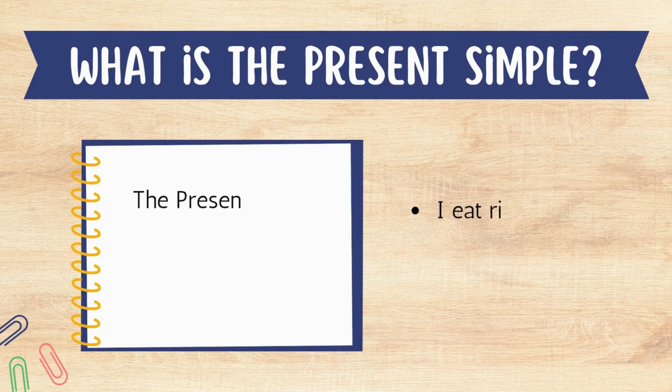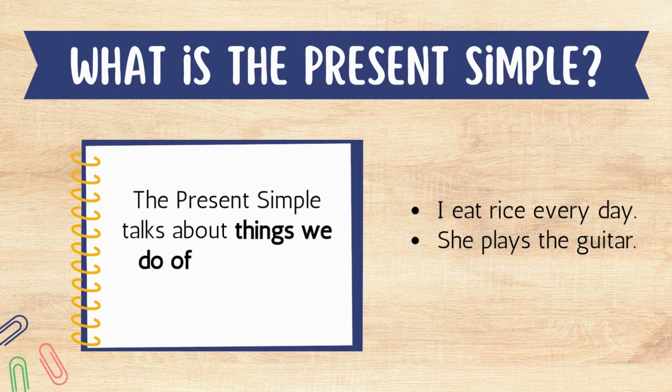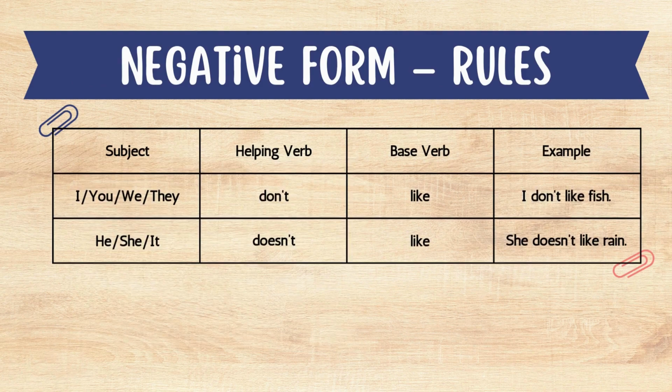Now let's learn what is present simple. The present simple talks about things we do often or every day. But what if we want to say we don't do something? That's what we're learning today. So, as you can see, we have here examples of present simple positive. I eat rice every day. She plays the guitar. These are examples of positive. Now, let's take a look at the negative form.